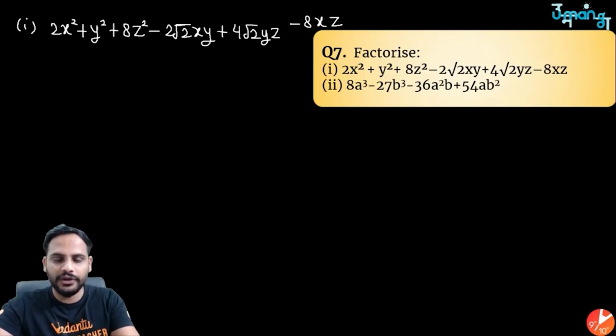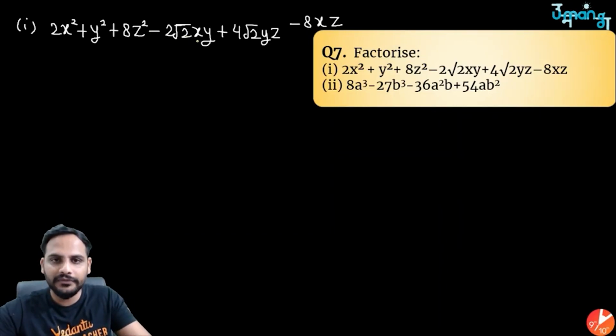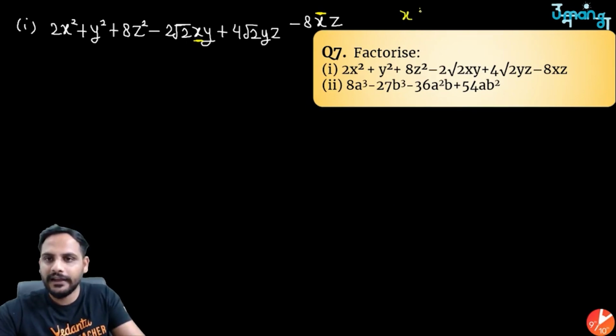So first focus on the negative terms. See, in this one term is negative and this is the other negative term. In both the terms, you can see x is common. So that means the x term is going to be negative.